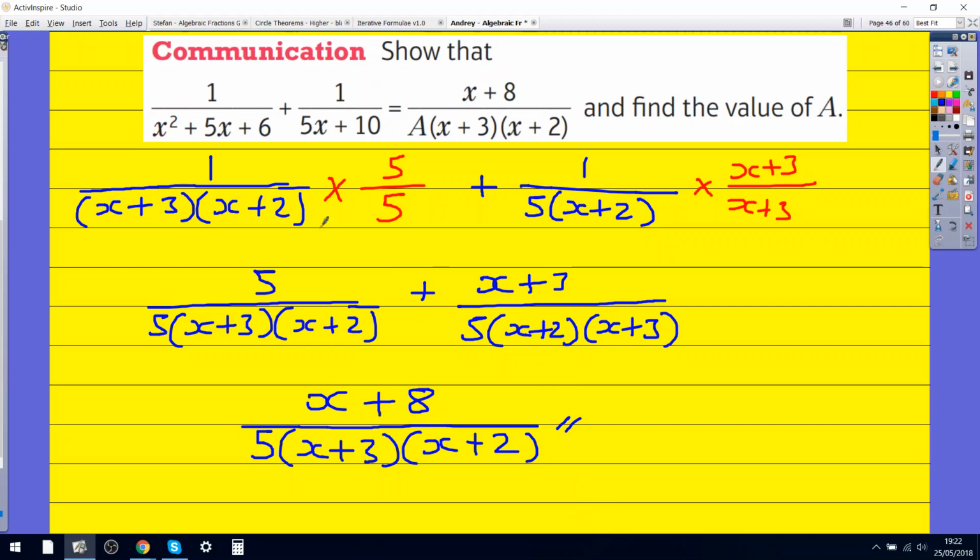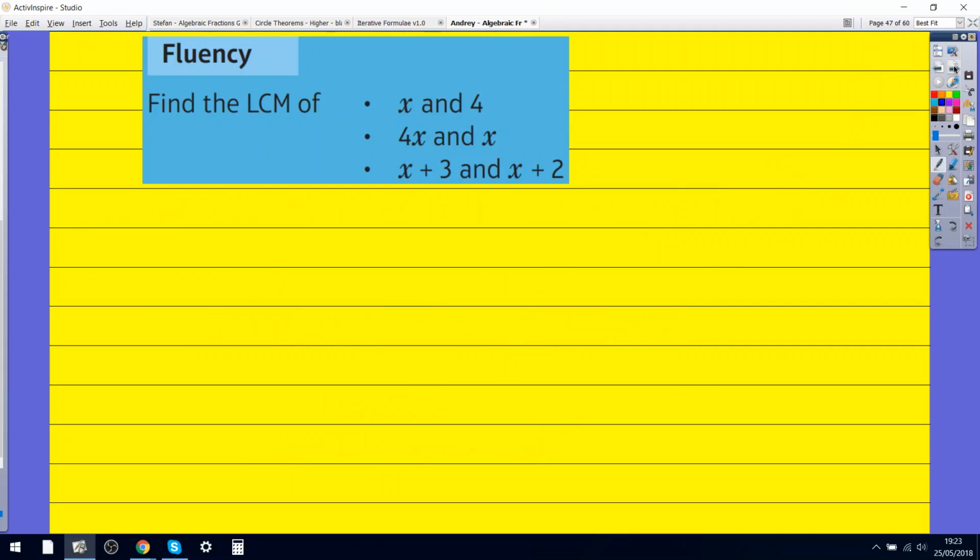So in total, you've got x plus 3, x plus 2, and 5. Those are the three things that are going to be in the denominator. And so you'd have to multiply this one by 5 and this one by an x plus 3 to get them to have all three each. Any questions about that? No. Okay.